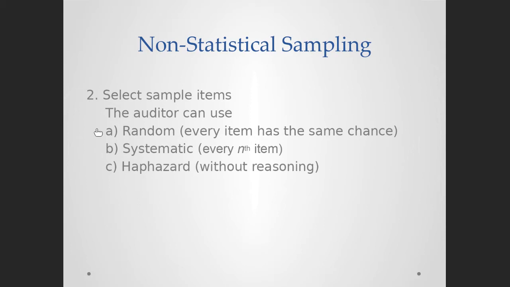The first one is random. As you remember, in our previous one we discussed a few minutes back, you ask the software to generate 50 random numbers in a range. Your check numbers are between 1001 and 2000. So the system generates 50 random numbers, 1025, 1107, 1275, like that, 50 numbers. In this case, every single check has the same possibility of getting selected.